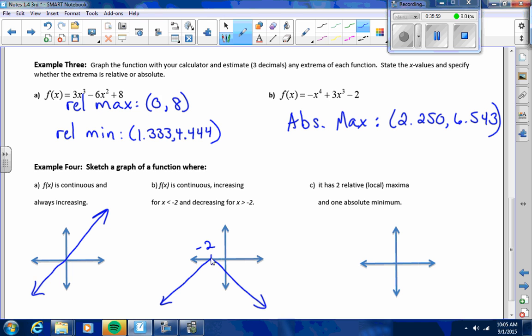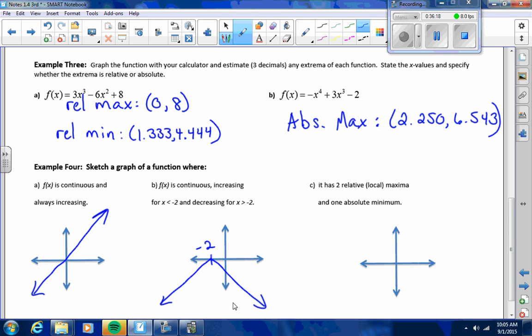Did the point have to be on the x-axis? No, it didn't. I could have put it up. I could have put it down below. It's increasing and then it's decreasing. That's just the point of where it changes. Okay. Now try the last one.